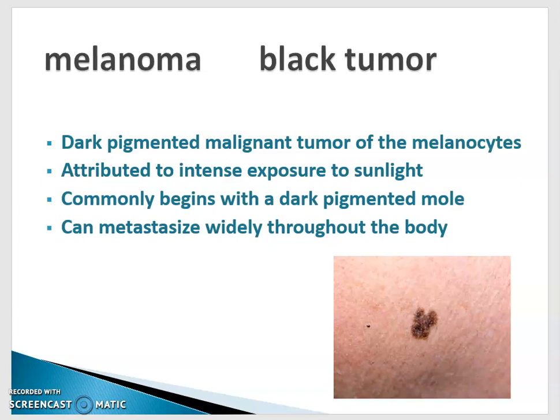Melanoma, meaning black tumor. This is a dark, pigmented, malignant tumor of the melanocytes. It's attributed to intense exposure to sunlight, commonly begins with a dark, pigmented mole, and it can metastasize widely throughout your body. We're going to address the term metastasize in just a moment. I just want to give you a few heads up about melanoma.